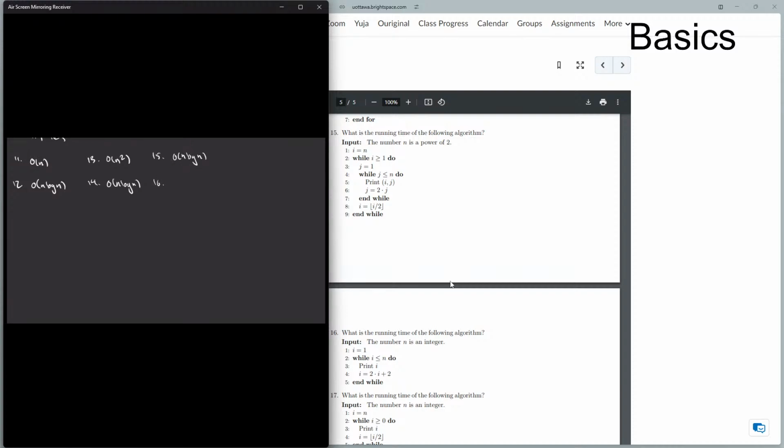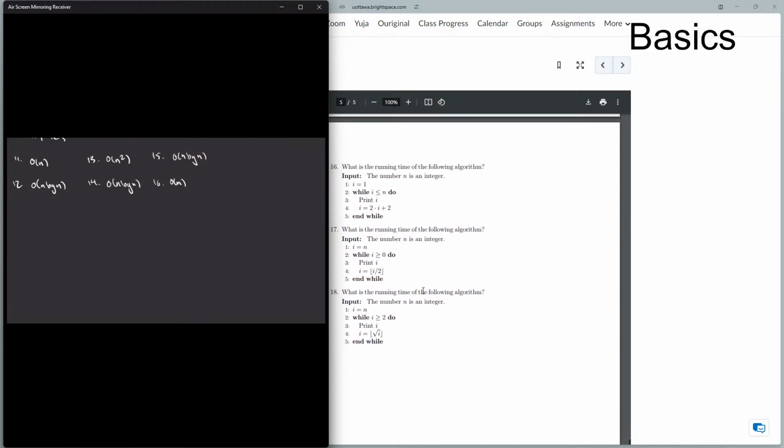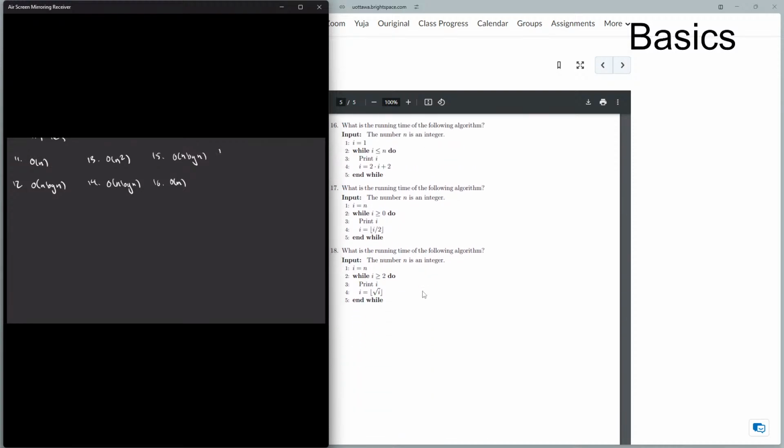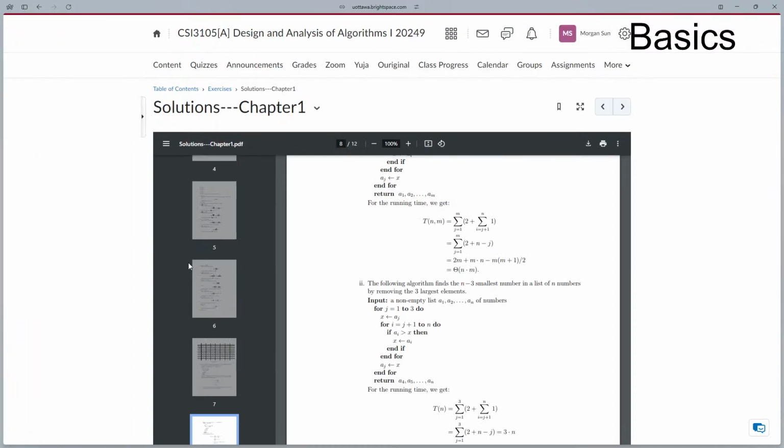16. 2 times i plus 2, O of n. Anytime you have something with multiply, it's just always O of n. I don't know why that is. I don't really care, but that's it. Number n is an integer. Okay, that's log n. 18. What's the running time for this algorithm? Okay, so this is O of root n. I'm pretty sure this is just what it is.